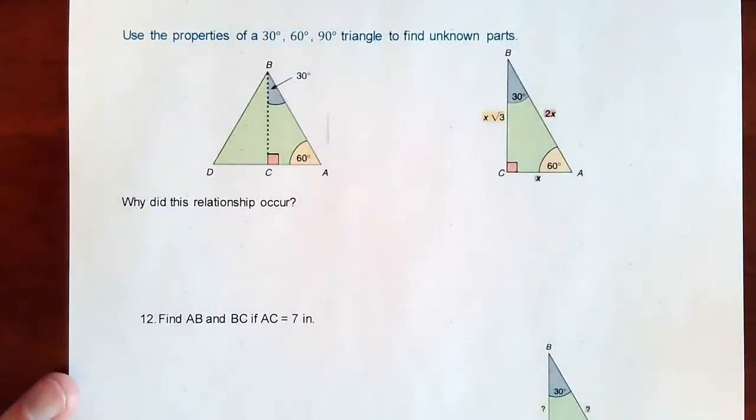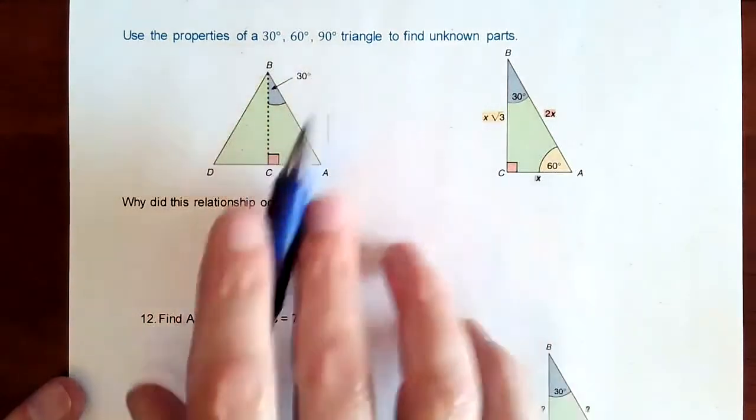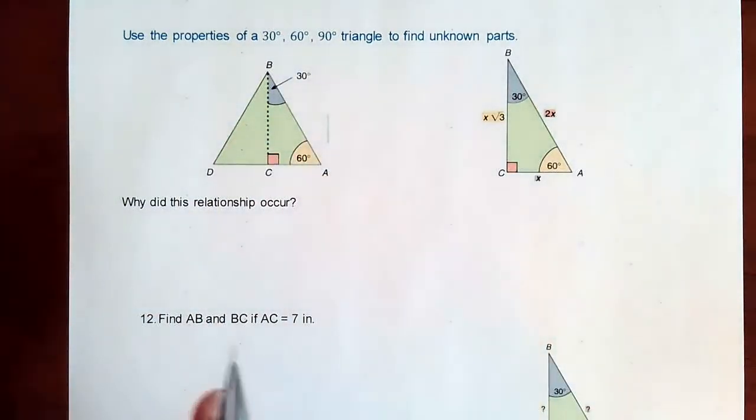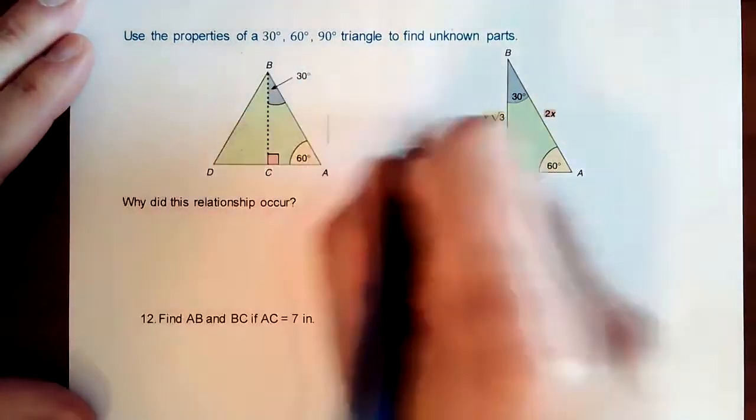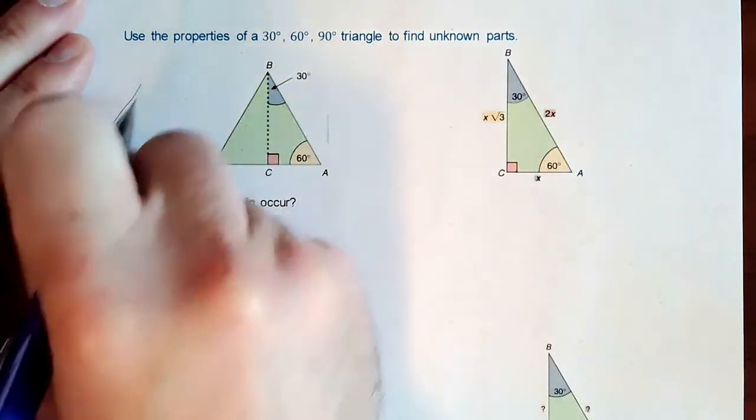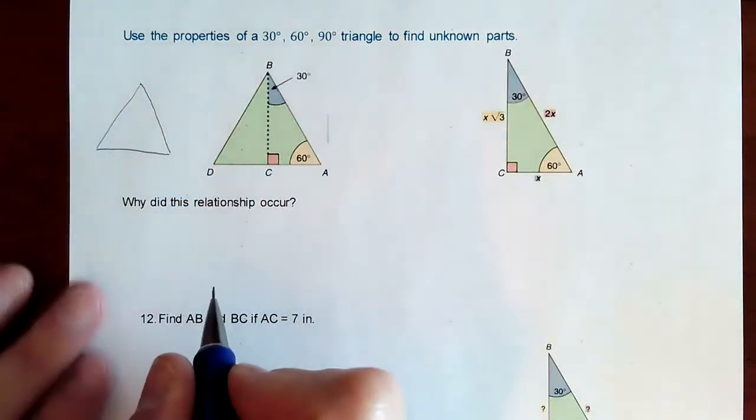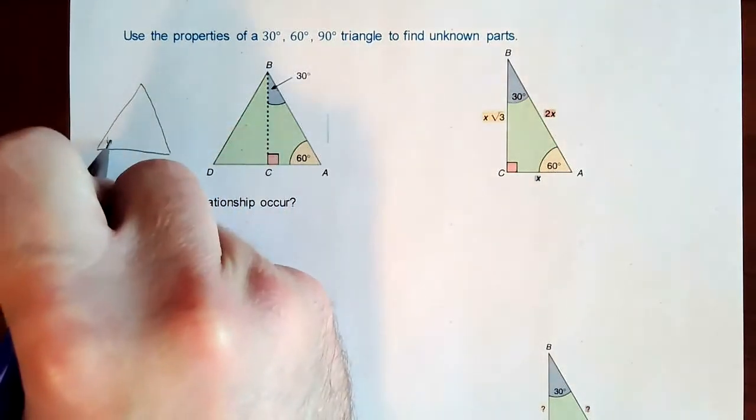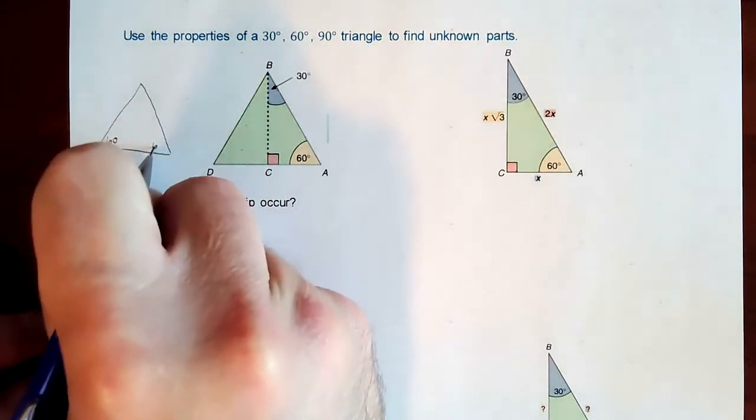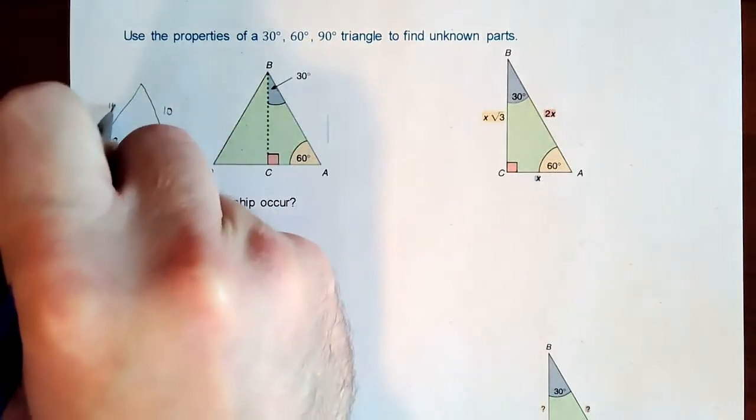In this video, we are going to talk about the relationships between a 30, 60, 90 triangle. So let's build it first and talk about what some of the relationships are. The first thing is that this relationship builds off of an equilateral triangle. If you have an equilateral triangle, that means all the angles are 60 degrees and all the sides are the same. So let's say we made all the sides 10.